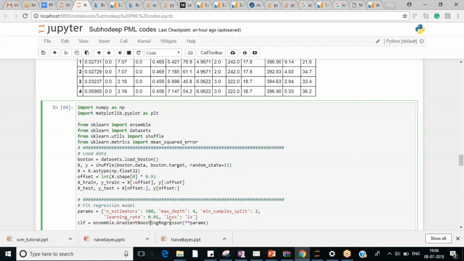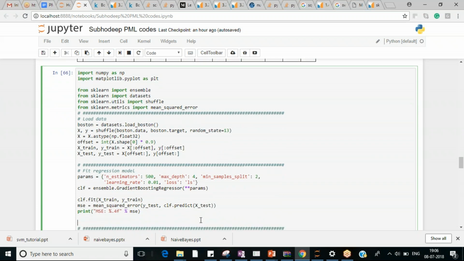So loss is LS. This doesn't make much sense here. So CLF is ensemble gradient boosting regressor. This is the model that you are trying to build. So gradient boost and the regressor, since we're doing a regression problem. That's why I put gradient boosting regressor. Now, CLF.fit, I fit on the training data, and then we use the test data.